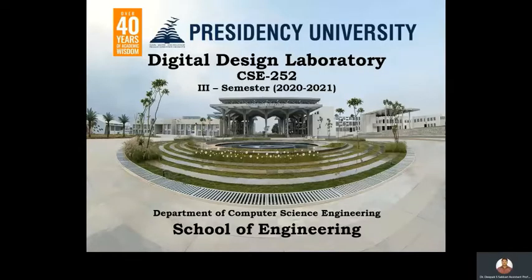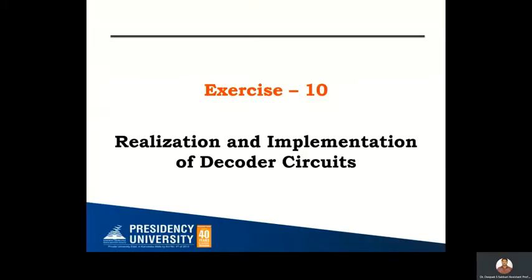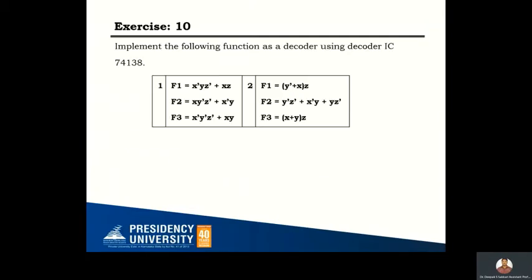Good afternoon, everybody. Now we are going to discuss what is a binary decoder. This experiment is to realize and implement a decoder circuit. So you need to realize and implement this function using a decoder, that is decoder IC 74138. Before getting into that, we shall understand what is decoder.